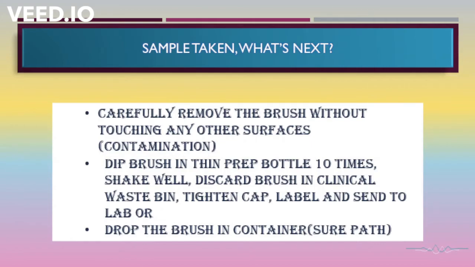Now, if you're preparing thin prep, then you need to dip the brush such that the bristles are separating and allowing the cells that are trapped between the bristles to come out. So you need to dip the brush 10 times into the bottle and shake well, then discard the brush in clinical waste bin, tighten the cap, label, and send to the lab. Otherwise, simply drop the brush in the container in short path, tighten the cap, label, and send to the lab. Of course, the stick is to be thrown in the clinical waste bin.